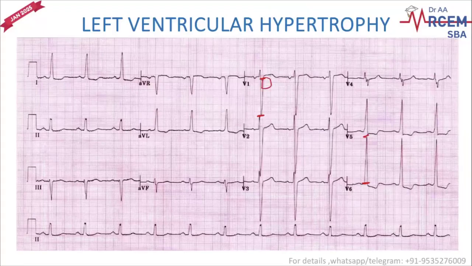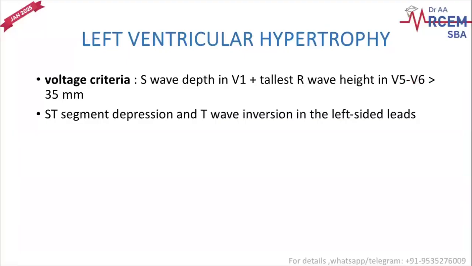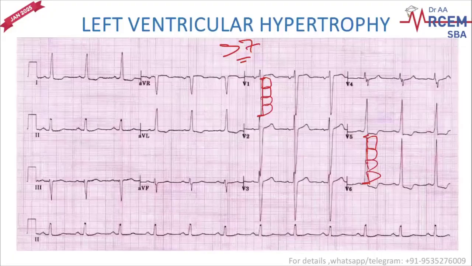Count the number of large boxes: 1, 2, 3, and 4, approximately 5, 6, 7, 8 large boxes that I am having here. If the large boxes are more than 7, then you call it left ventricular hypertrophy. More than 7 is nothing but 35 millimeters. Each box is 5 mm, so if you take 7 boxes, it becomes 35 mm. Anything more than 35 mm, we take as left ventricular hypertrophy.